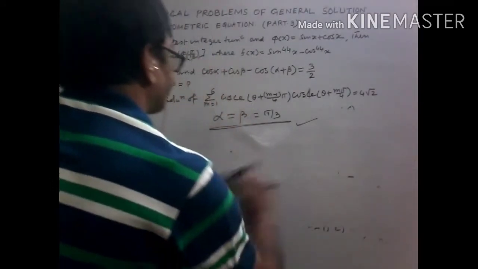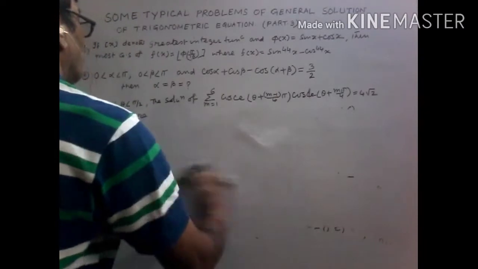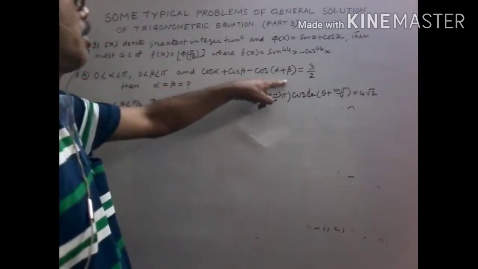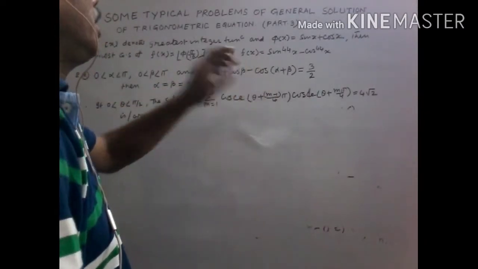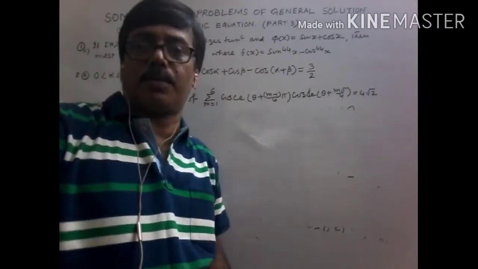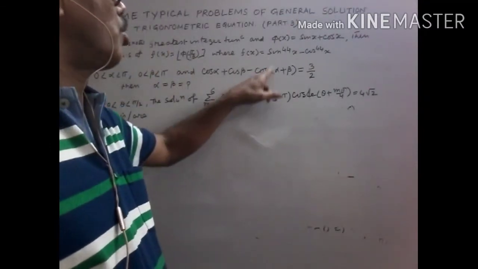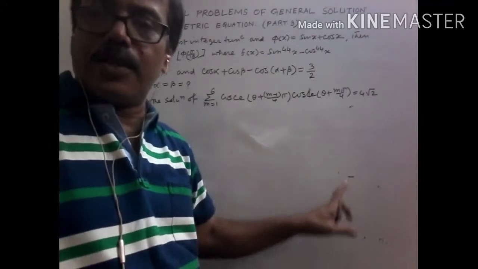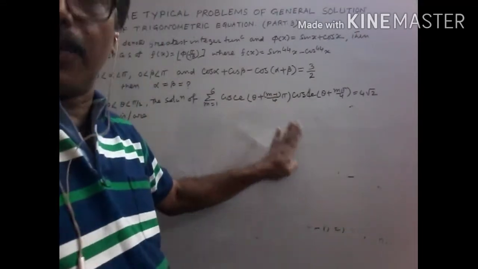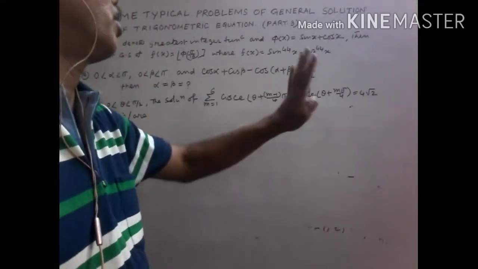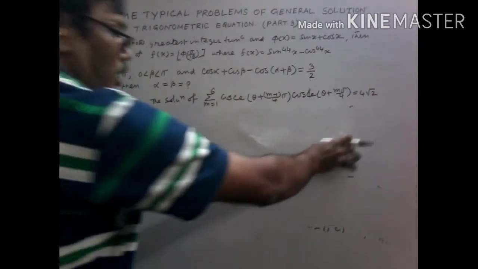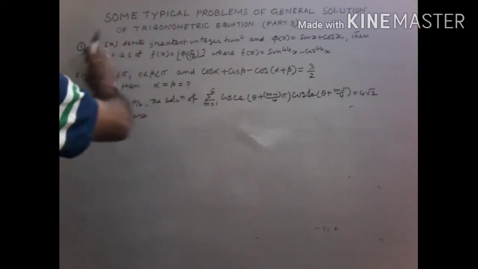Now look, using the formula here, we are getting a quadratic equation in terms of cos((α+β)/2). So since cos is real, the discriminant is greater than or equal to 0, we are getting α equals β. Putting, you get α equals β equals π/3. Then problem number 3. Look, these are all typical problems.